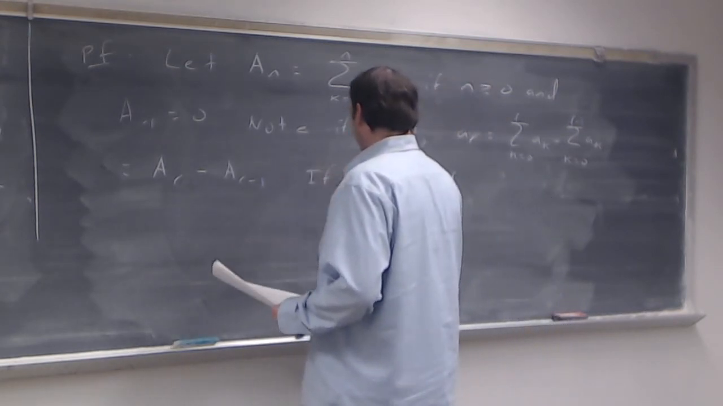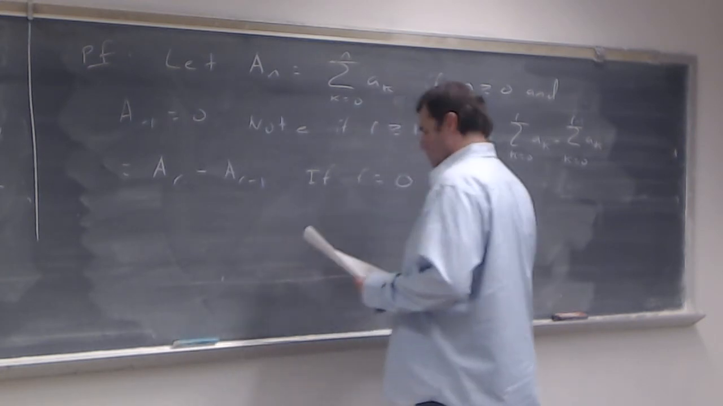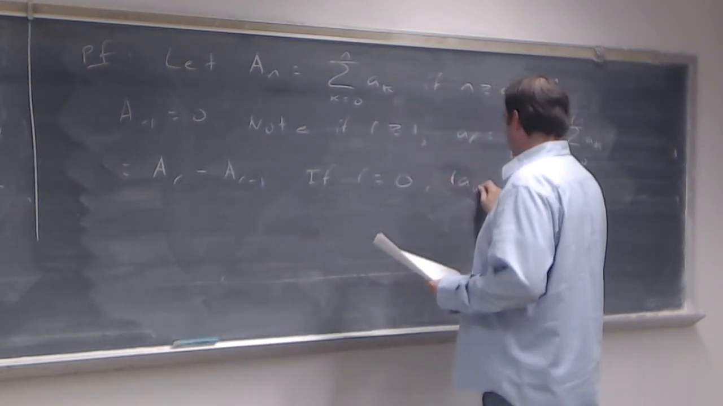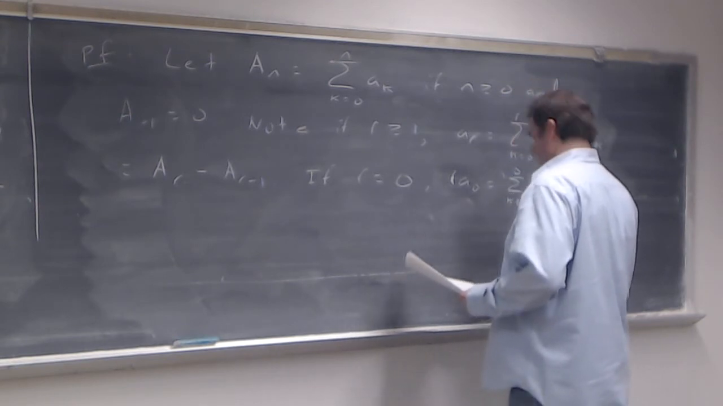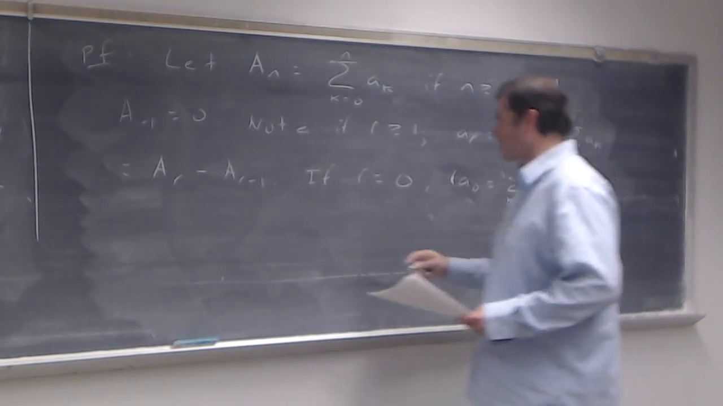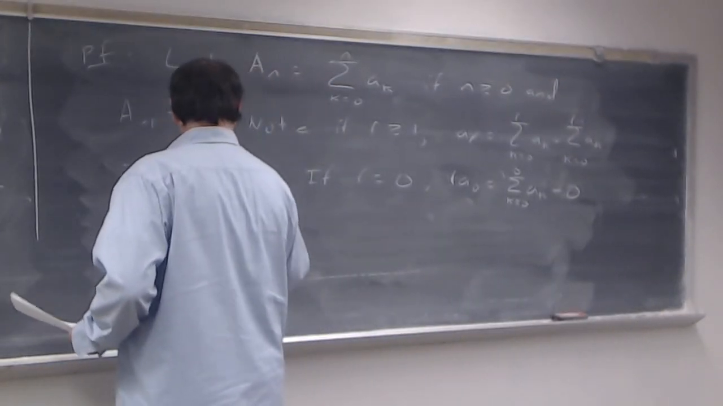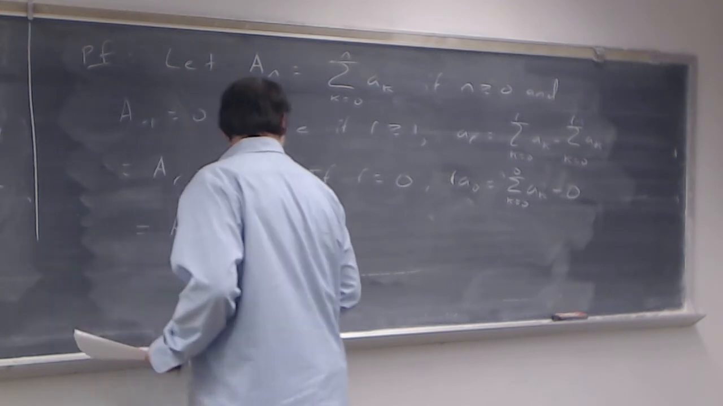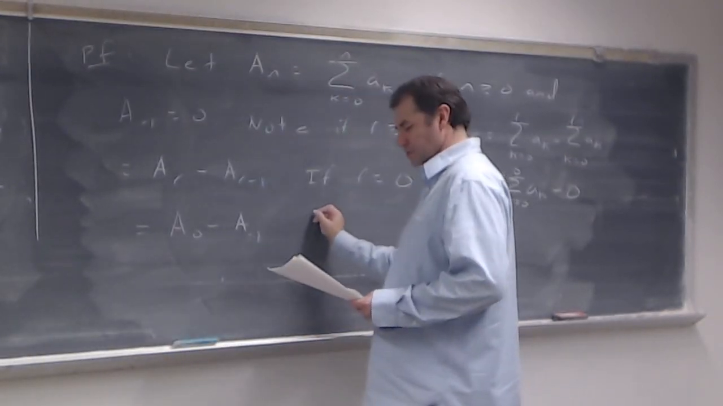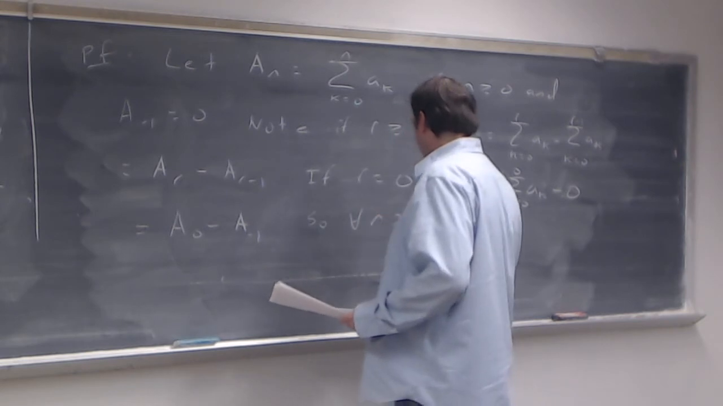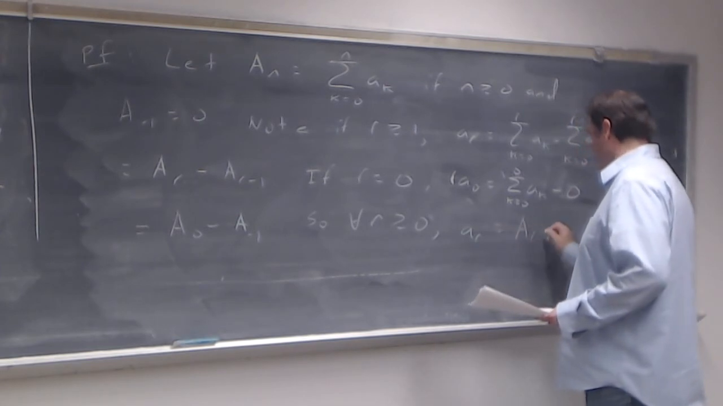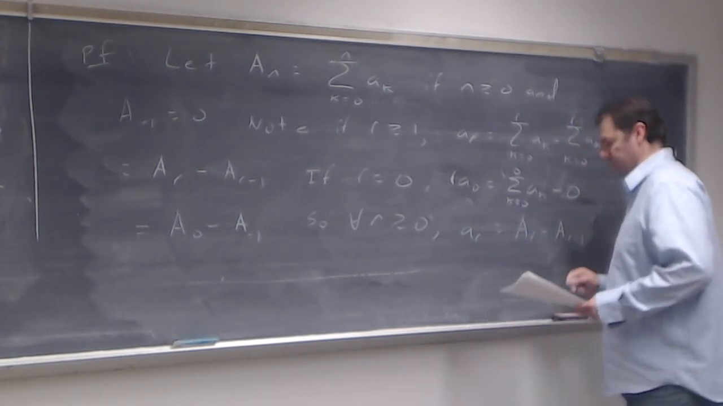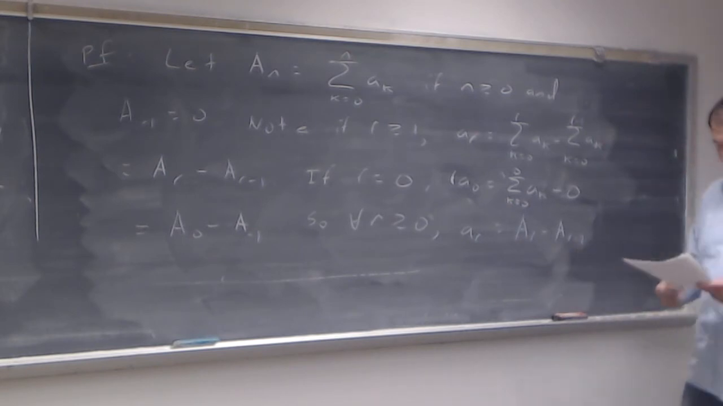Now, if r equals 0, okay, then a sub 0 is equal to the sum as k runs from 0 to 0 of a sub k, minus 0, which equals big A sub 0 minus big A sub minus 1. Okay? So, in conclusion, for all r greater than or equal to 0, a sub r will be equal to big A sub r minus big A sub r minus 1. So that's some notation we have.